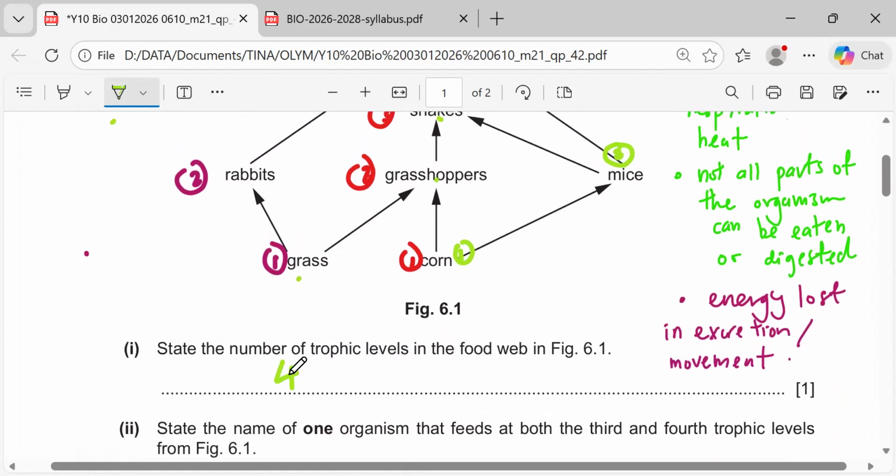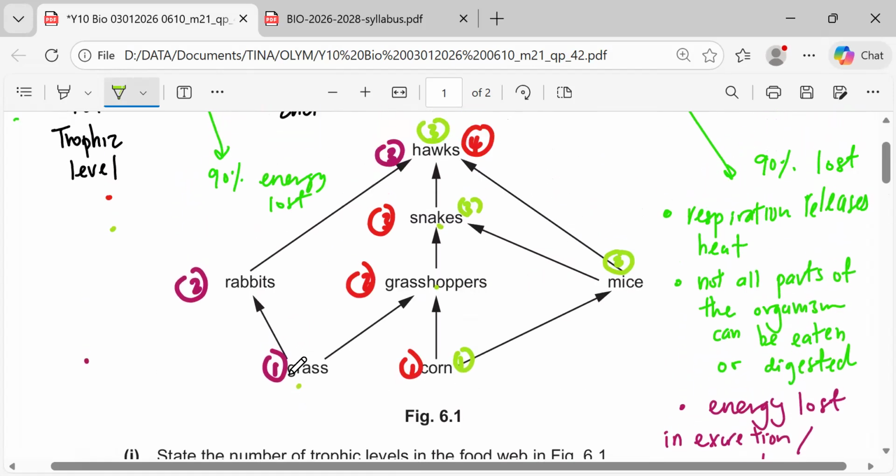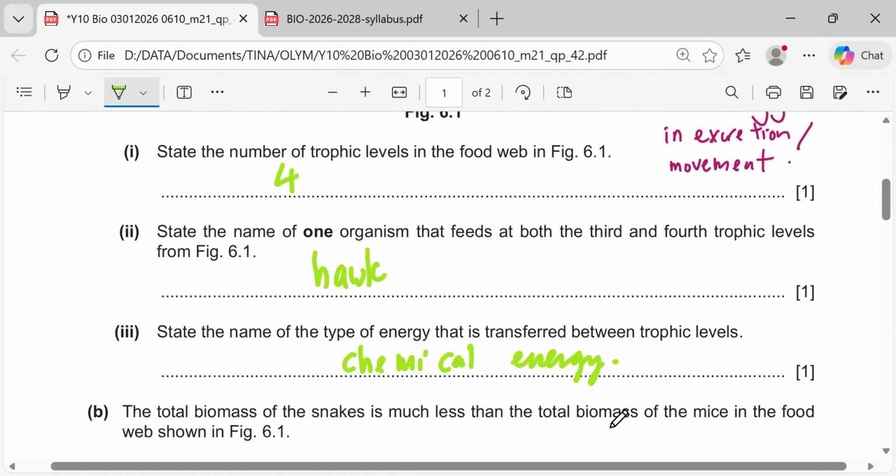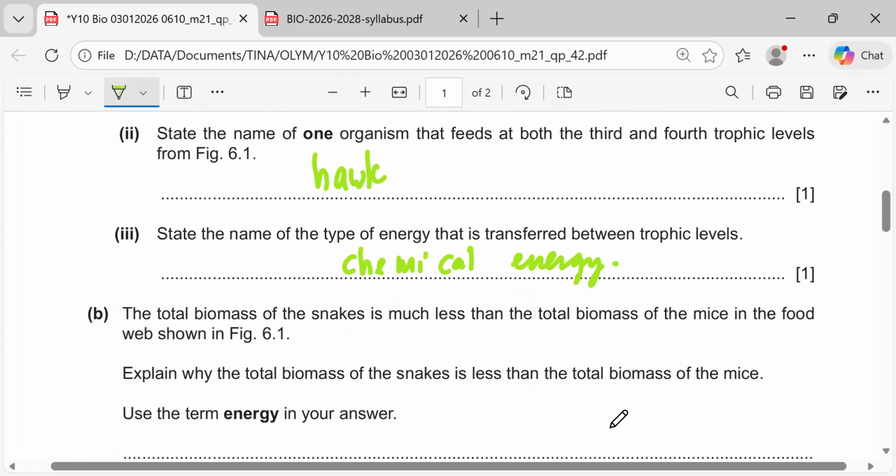Then that's it. State one organism that feeds on both the third and the fourth: it is a hawk. Do you understand now? The name of the energy that's transferred is chemical energy. Why chemical energy? Because it's food. Not ATP, it's the actual food.